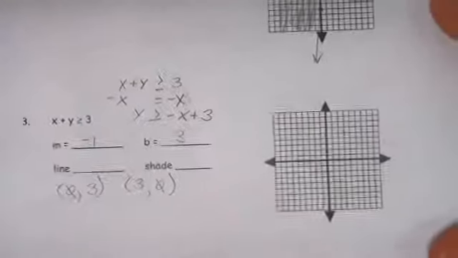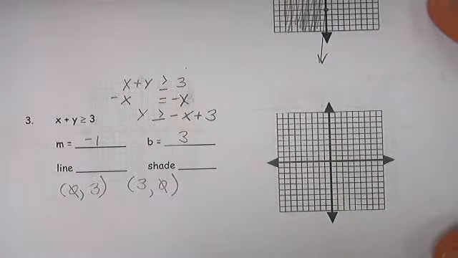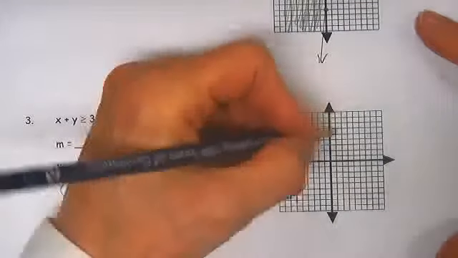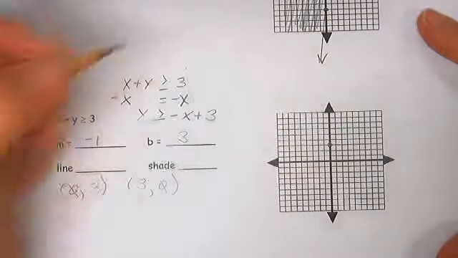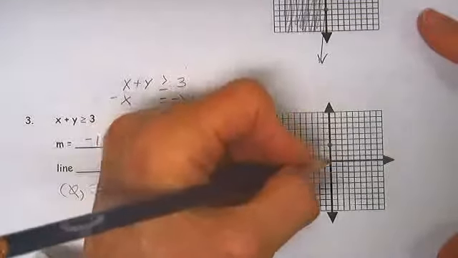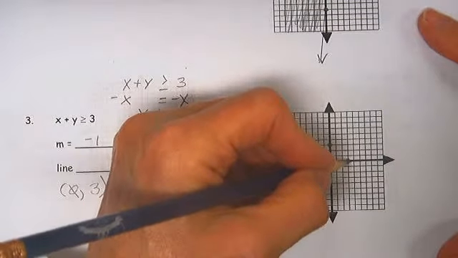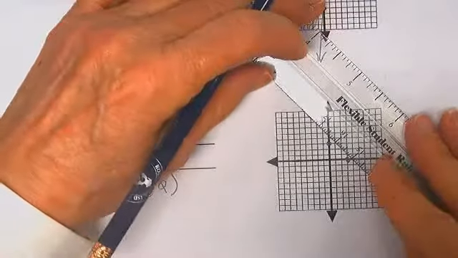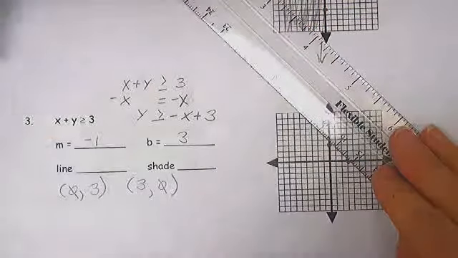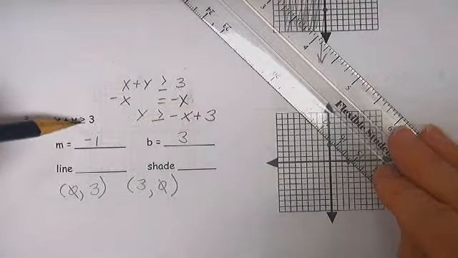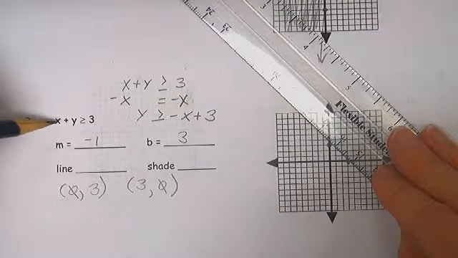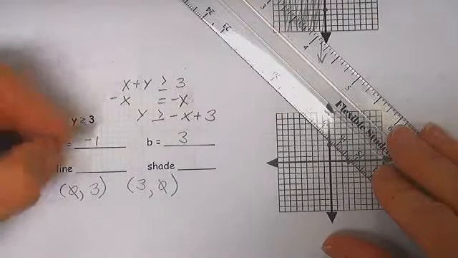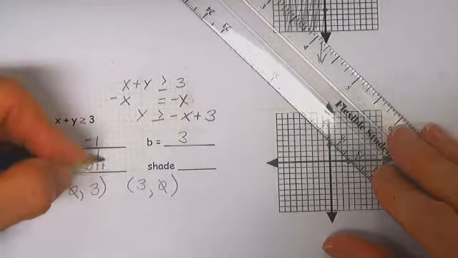Okay, if we do it in this fashion, we have 2 points. How many points do we need for a line? Oh, that would be 2. So, 0, 3, and 3, 0. Is that the same as the slope of -1? Let's check it out. Now, do we need a solid line or a dotted line? Well, x plus y could be greater than or equal to, so it's a solid line.